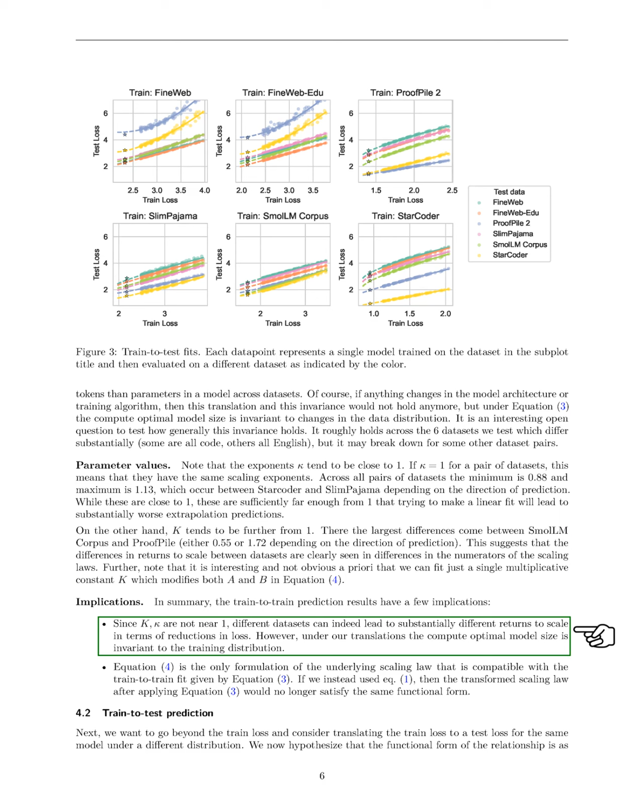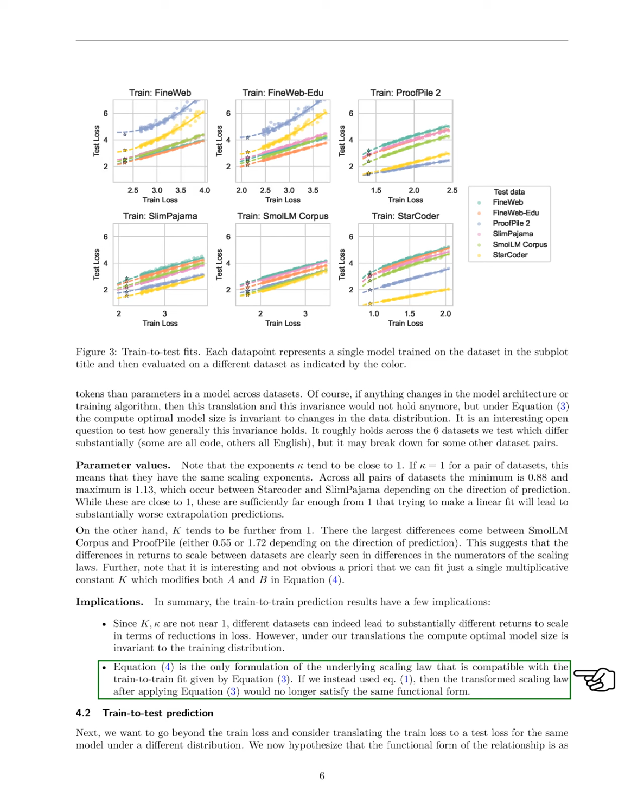Since the constants are not close to 1, different datasets can lead to significantly different reductions in loss. However, under our translations, the optimal model size remains unchanged regardless of the training distribution. Our formulation of the scaling law is the only one compatible with the relationships we established. If we used a different formulation, the resulting scaling law would not maintain the same functional form.